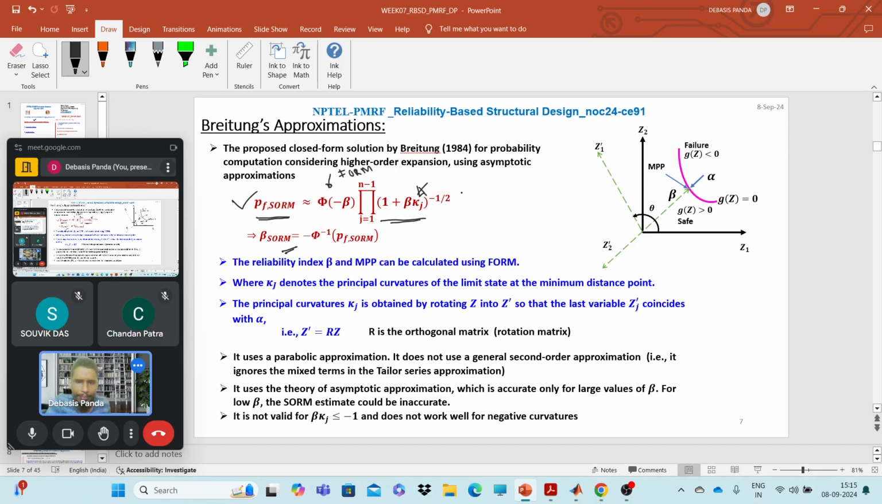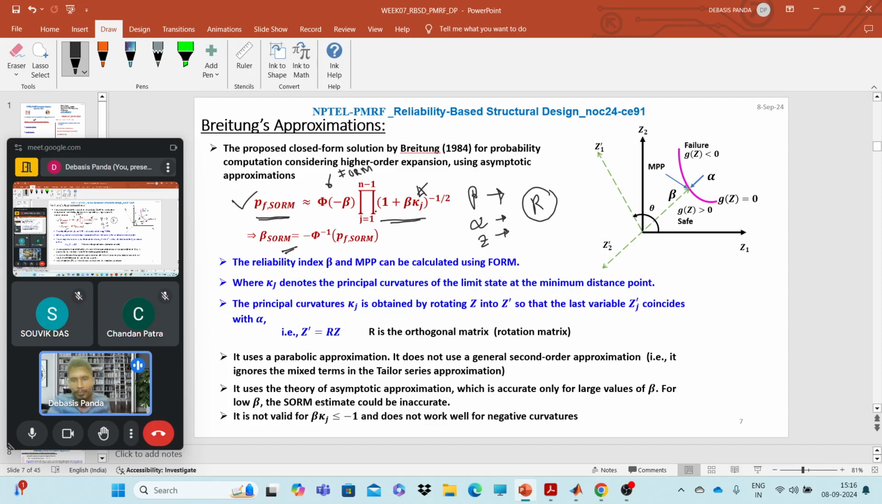So here the beta value is calculated using the first order reliability method. So first we need to solve the problem and get the beta, we need to get the final alphas, and we need to get the final design points. These three things we need to calculate first. Now once we have these three things, we need to construct that R matrix. Now we will see the algorithm one by one.